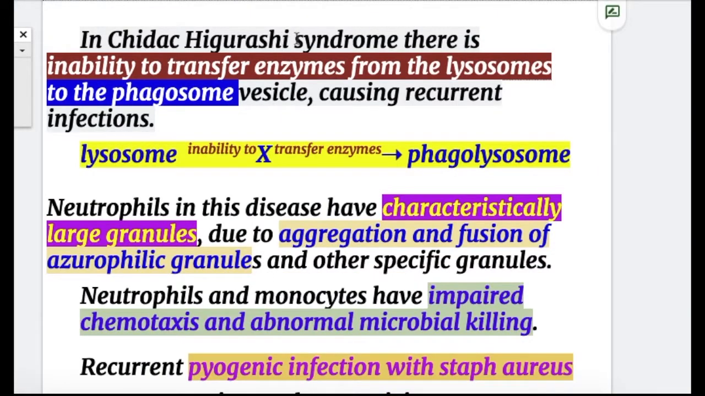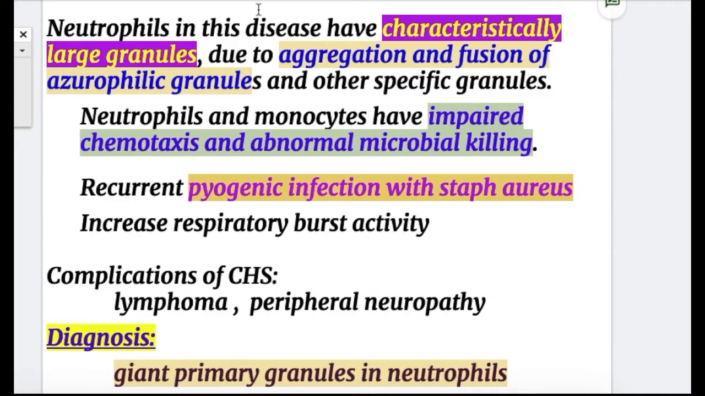In Chediak-Higashi syndrome, there is inability to transfer enzymes from the lysosome to the phagosome vesicle, causing recurrent infection. So from lysosome, there is inability of the enzyme to transfer to the phagolysosome. So the neutrophils in this disease have characteristically large granules. Why? Due to aggregation and fusion of the azurophilic granules and other specific granules.